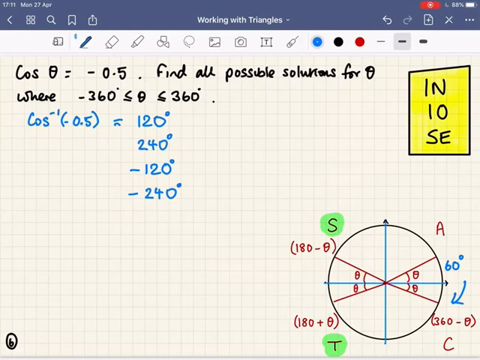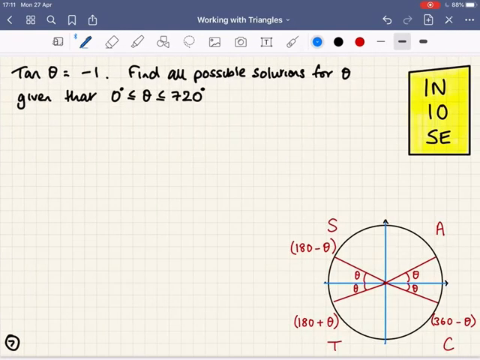Now, you won't always be asked to find solutions between minus 360 and 360. Always look at the range of solutions that you're being asked for. In this final example, just for good measure, let's look at tan theta equals minus 1. And we want all the possible solutions, but this time only positive angles, between 0 and 720.